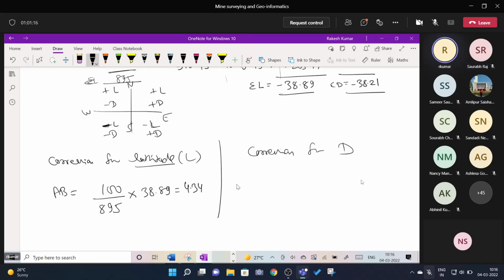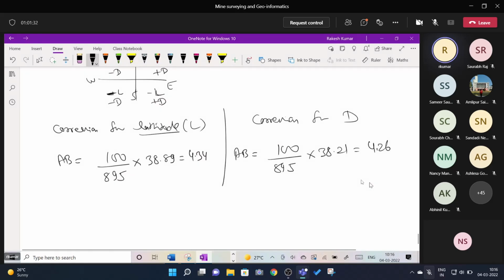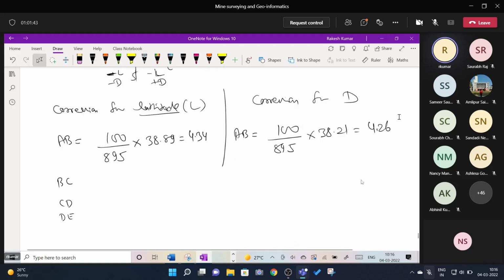4.34. Here again for the departure you will do this correction. 100 upon 895 into 38.21. So we'll get around 4.26. So for every line you have to do this correction, for AB, BC, CD, DE or EA. For BC you write 350 upon 895, into 38.89, you will get 15.19.